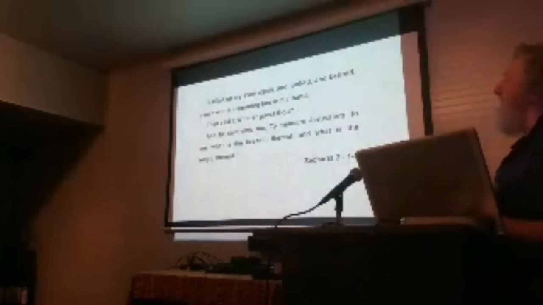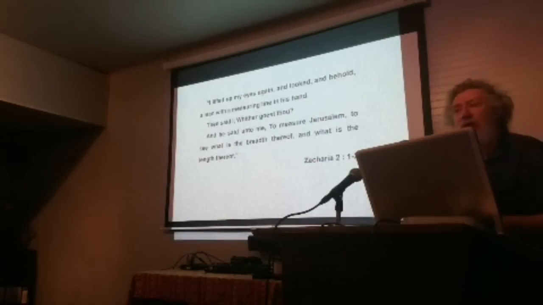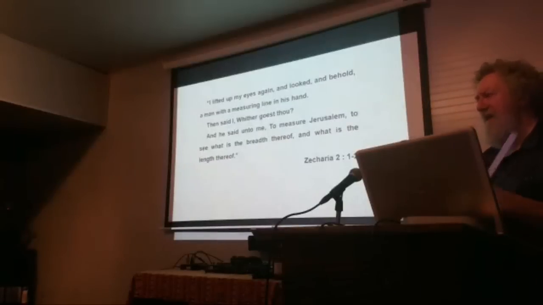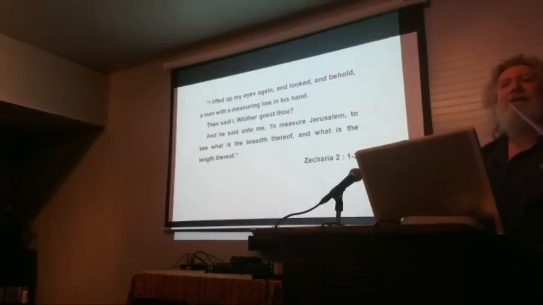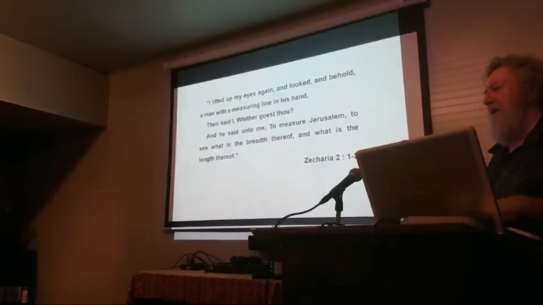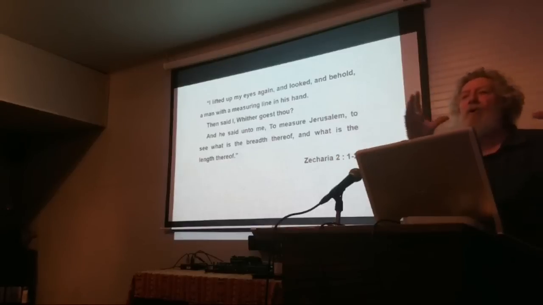I lifted up my eyes again and looked, and behold, a man with a measuring line in his hand. Then said I, whither goest thou? And he said unto me, to measure Jerusalem, to see what is the breadth thereof, and what is the length thereof. Who is this guy? He's got a measuring line in his hand, and he's going to measure the holy city. In this case, you've got to understand that the holy city is a metaphor, essentially, for something else. It's the universal template or plan for the temple. Think about the word template, think about the word temple.